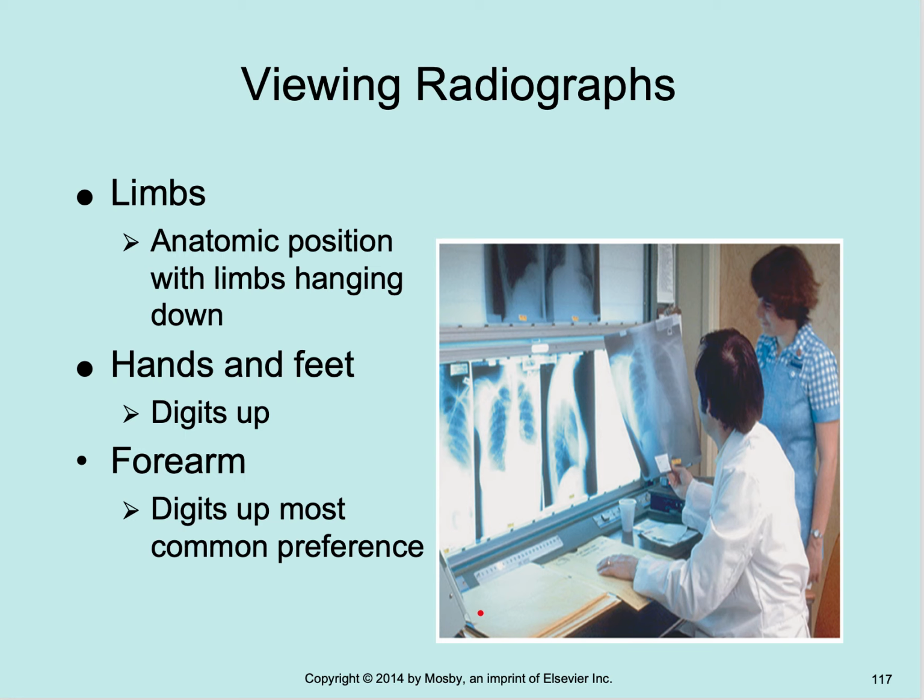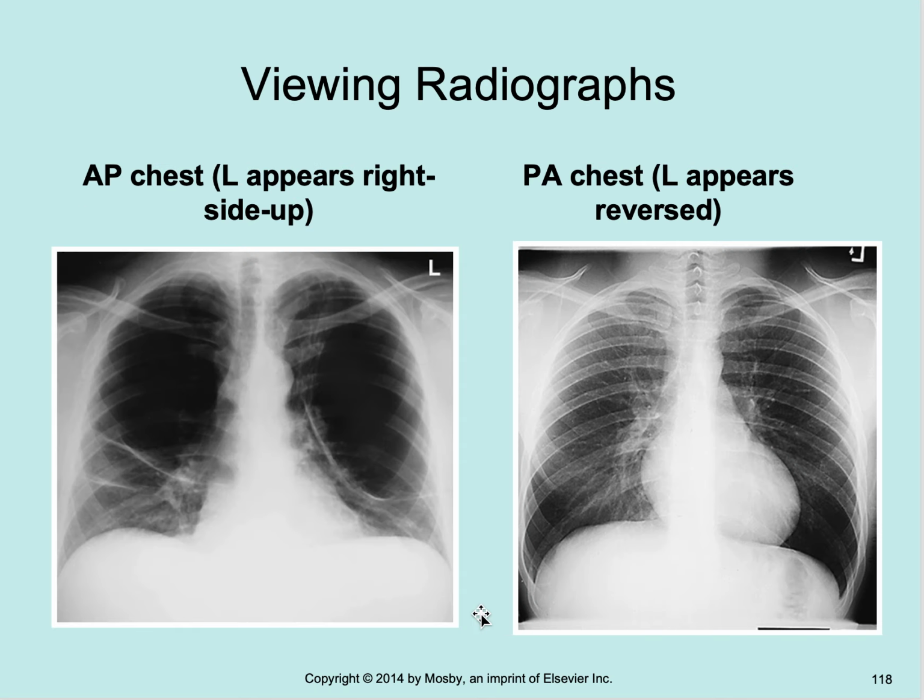And we'll talk about that more as well as we go on, but just understand now that limbs, your tib fib, your femur, your humerus, those are hanging in anatomic position, limbs down. Your forearm is most common preference with digits up. Your hands and feet, since they have digits, those digits are usually placed up for viewing.